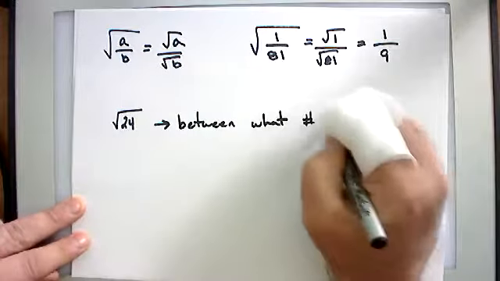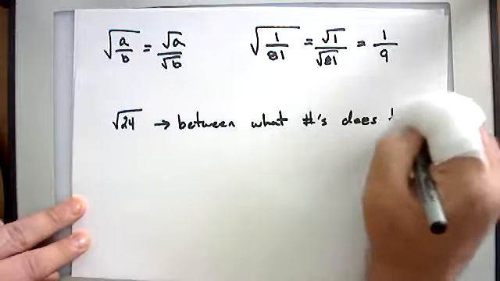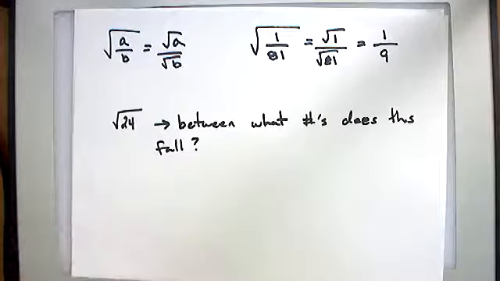Between what numbers does this fall? Meaning like, is it between 2 and 3? Is it between 4 and 5? Is it between 9 and 10? That kind of thing, right? If you put the square root of 24 into your calculator, it's just going to give you a bunch of decimal junk. So we're asking you without a calculator, because remember, that's the whole idea of the course, between what numbers does this fall? So what I would do is think about it like this.